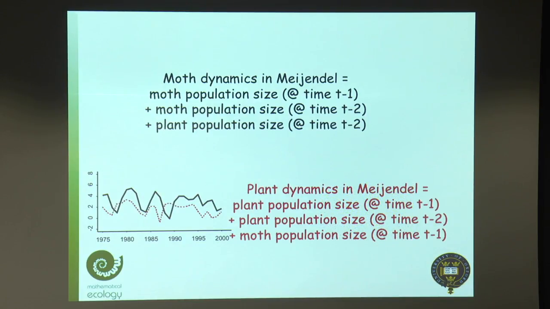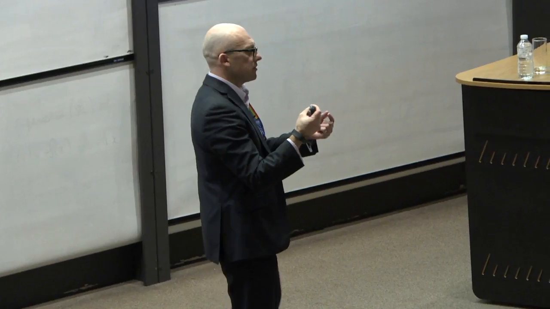And we can do the same thing for the plants. We can do the time series and statistics on the plants, and we can say, how do the plant numbers change? And it turns out, yes, plants affect themselves: the number of plants now is affected by the numbers that were around last year and 2 years back, but also by the number of moths that are around as well. So there's a really dynamic interaction there between the plants and the moths.